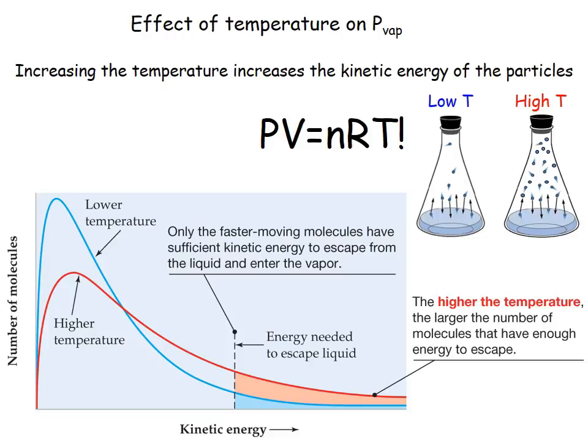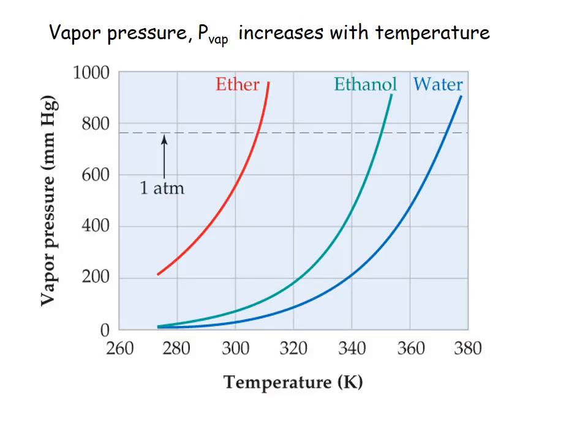Remember from last semester, PV equals nRT, and our Erlenmeyer flask on the right has higher n, right? More gas molecules. Therefore, it should have a higher pressure, and that should make sense based on what you learned last semester. So as the temperature goes up, the vapor pressure of any given liquid will increase. And it's not a linear increase. This is a figure from your book that shows 3 different liquids: ether, ethanol, and water. And you can see the effect that temperature has on each of those liquids' vapor pressure.